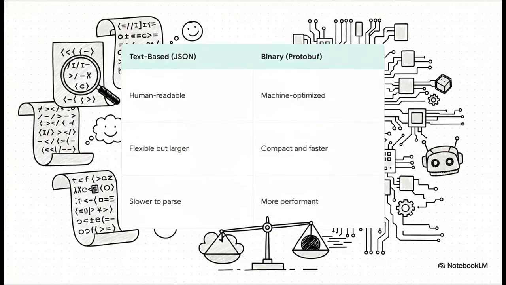Now, before any data can actually travel over the network, it has to be packaged up, or translated, into a standard format. That's called serialization. And this slide shows a really key trade-off you have to make. Text-based formats like JSON are easy for us humans to read and debug. But on the flip side, binary formats like protobuf are optimized for machines. They're way smaller, faster, and more performant. But they look like gibberish to us.